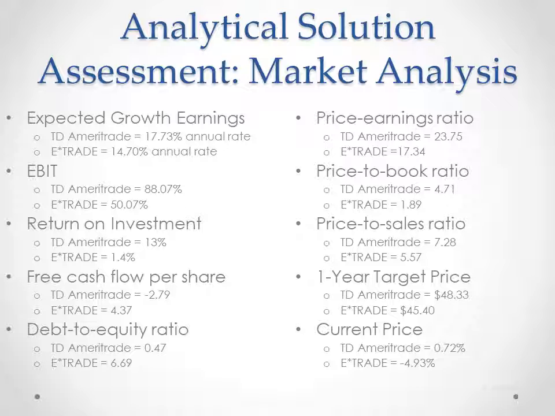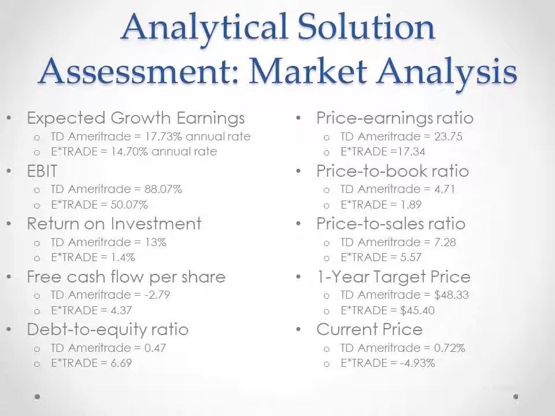Ameritrade is valued at a P/E of 23.75, a P/B of 4.71, and a P/S of 7.28, compared to E-Trade's P/E of 17.34, a P/B of 1.89, and a P/S of 5.57. Even though Ameritrade is the more expensive of the two stocks, it is the more desirable company to investors. However, cheaper stock does not mean more value. The current price needs to be compared to where it is likely to trade in the future.